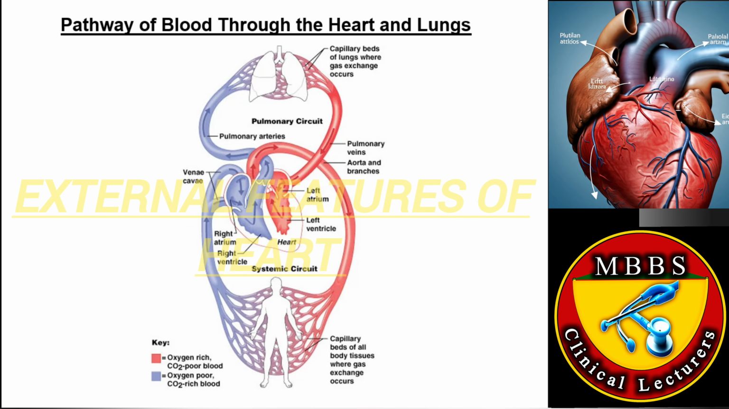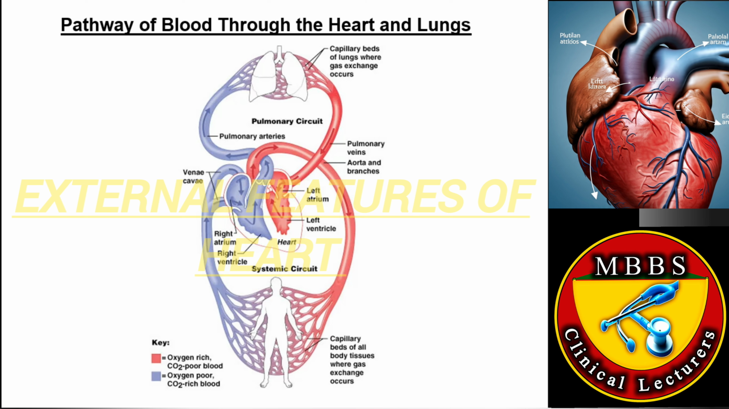The pathway of the blood through the heart and lungs. As we all are aware, the body requires oxygenated blood, whereas the deoxygenated blood is sent from the body to the heart, from heart to the lungs, and from lungs to the heart, from heart to the body, and again from body to the heart. So the right atrium, here you can see, this is the right atrium. This right atrium passes blood to the right ventricle through the tricuspid valve.